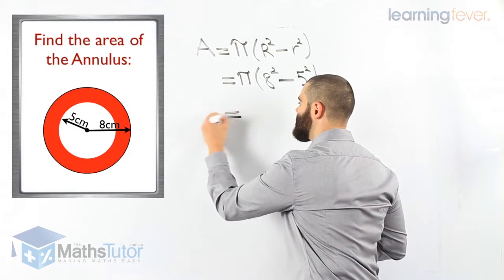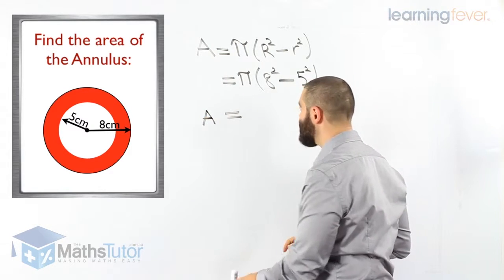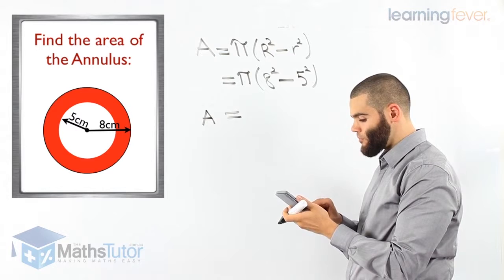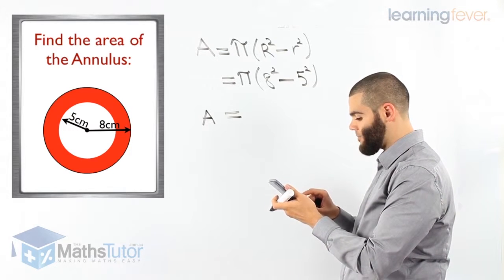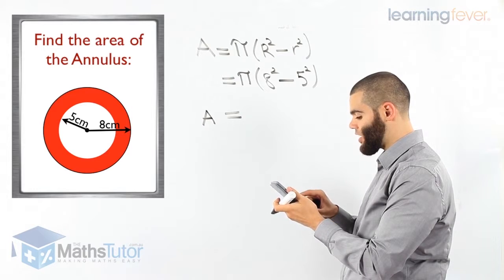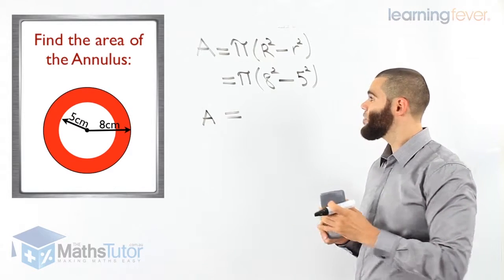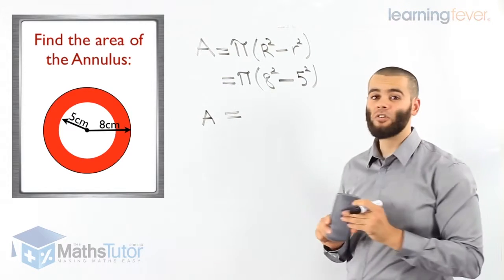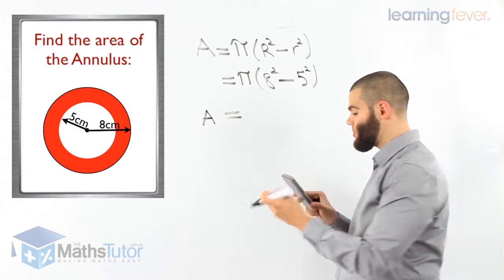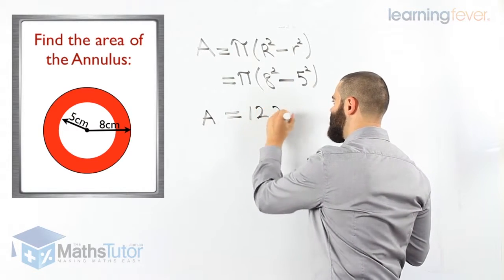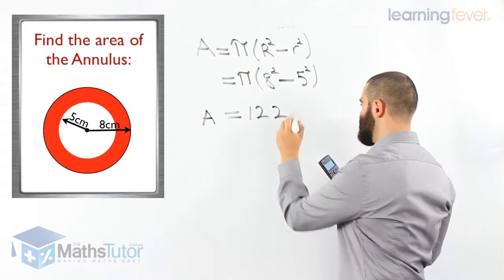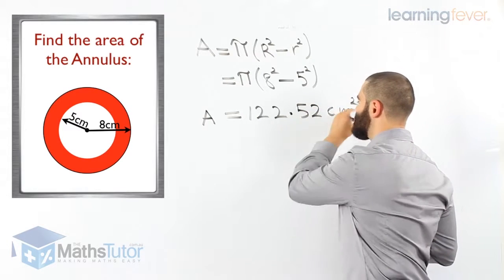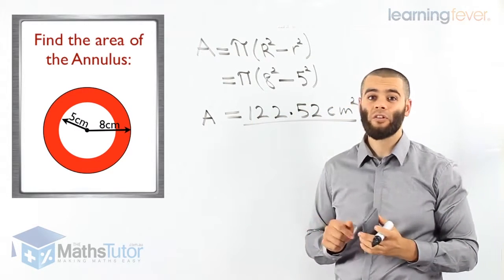What we do now is simply put the formula in our calculator. Remember, the brackets, always very important. Pi times, open bracket, 8 squared minus 5 squared, close the bracket. Very important to make sure you always copy the information down correctly and you always insert it in your calculator correctly. Now press equals. The area of the annulus, the area of the shaded part in red, is 122.52 square centimeters.